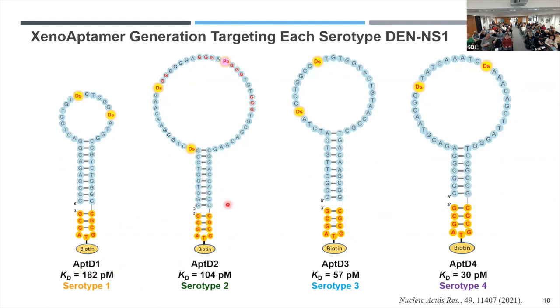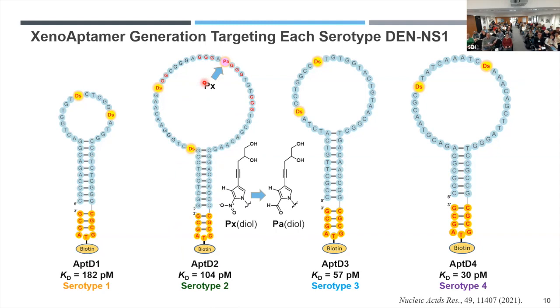Interestingly, in serotype 2 we found PX. Actually, this is a fifth letter, the pairing partner of Ds. We didn't add the PX base into the library, but during the selection, in a PCR step, maybe PX was mutated into the libraries. And this PX is very important. If we remove this PX and replace it with a T or something, we completely lose aptamer affinity. Later I will talk about the six-letter aptamer generation method. This encouraged us to make a six-letter system.